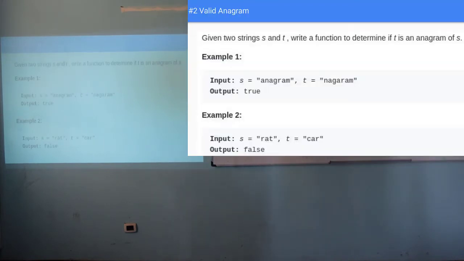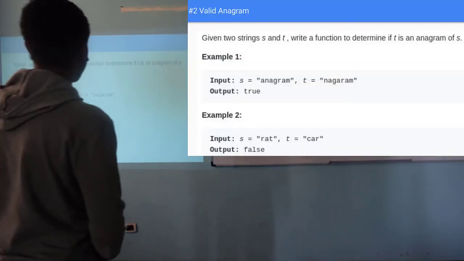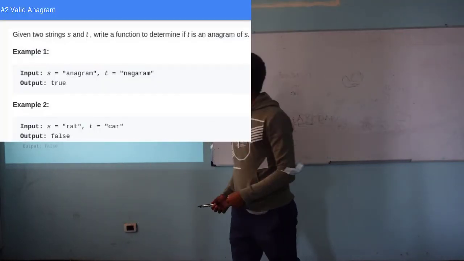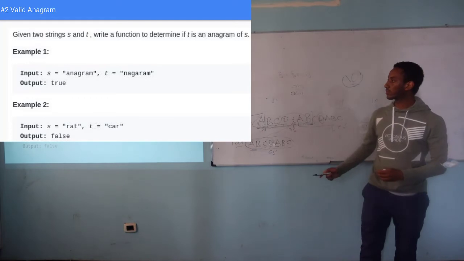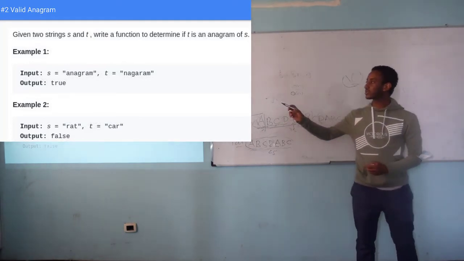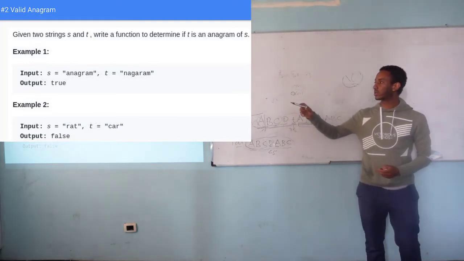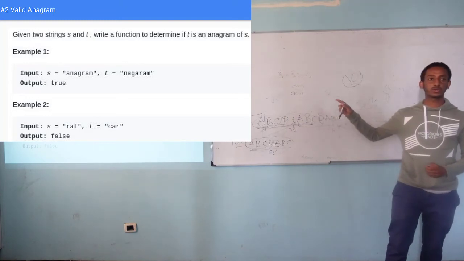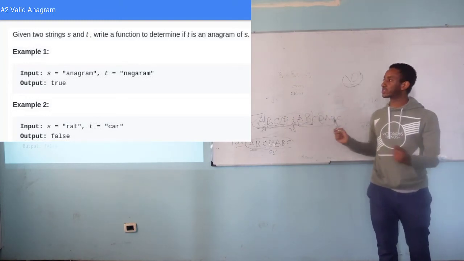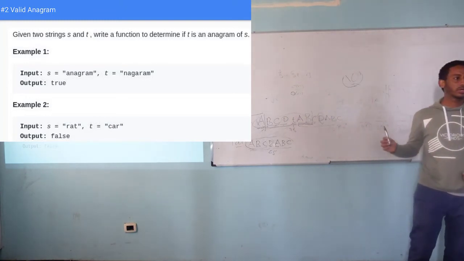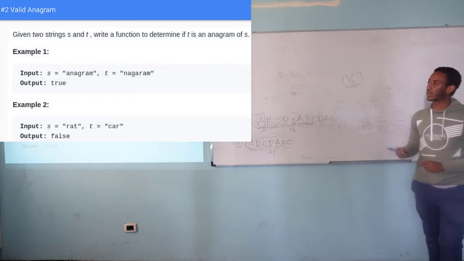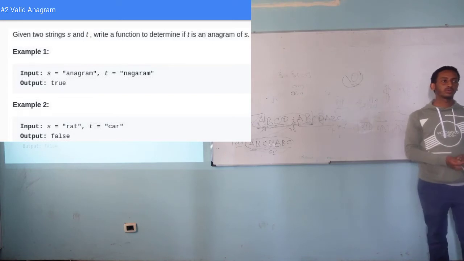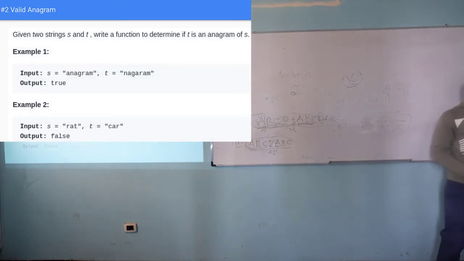Okay. The next one would be checking if two strings are anagrams of each other. Anagram means one string is created using all the characters of another string, but maybe the order is different. And how do we check if these two strings are anagrams of each other? So you guys can work on a paper.